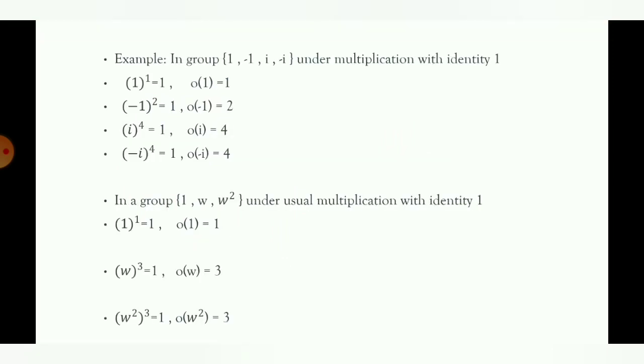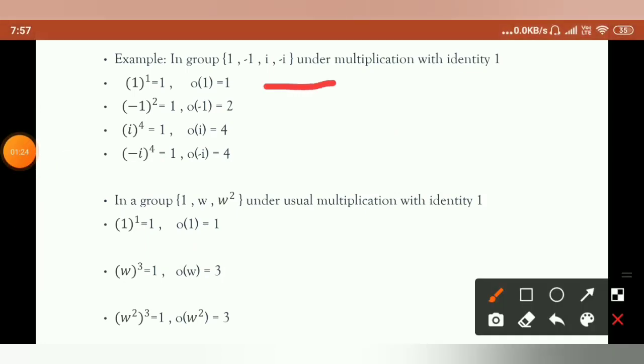In a group of four numbers, 1, minus 1, iota, minus iota, which we have already proved is a group under the multiplication operation with the identity element 1, we have to check for the order of each element, like 1 raised to power 1 is 1. We have to raise the power of these elements which makes it equal to identity, that means equal to 1.